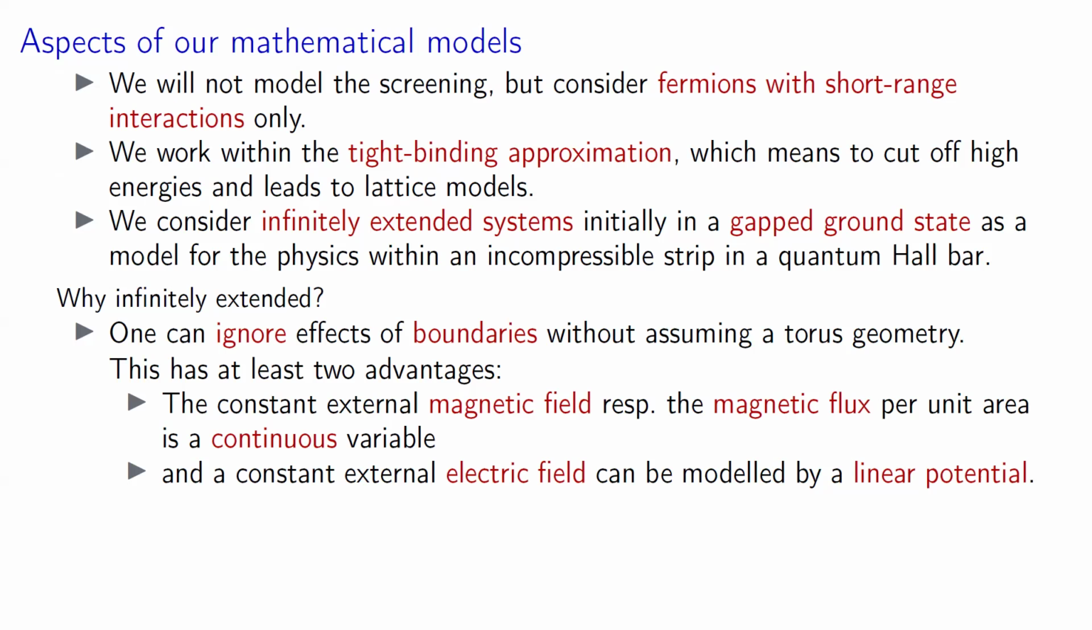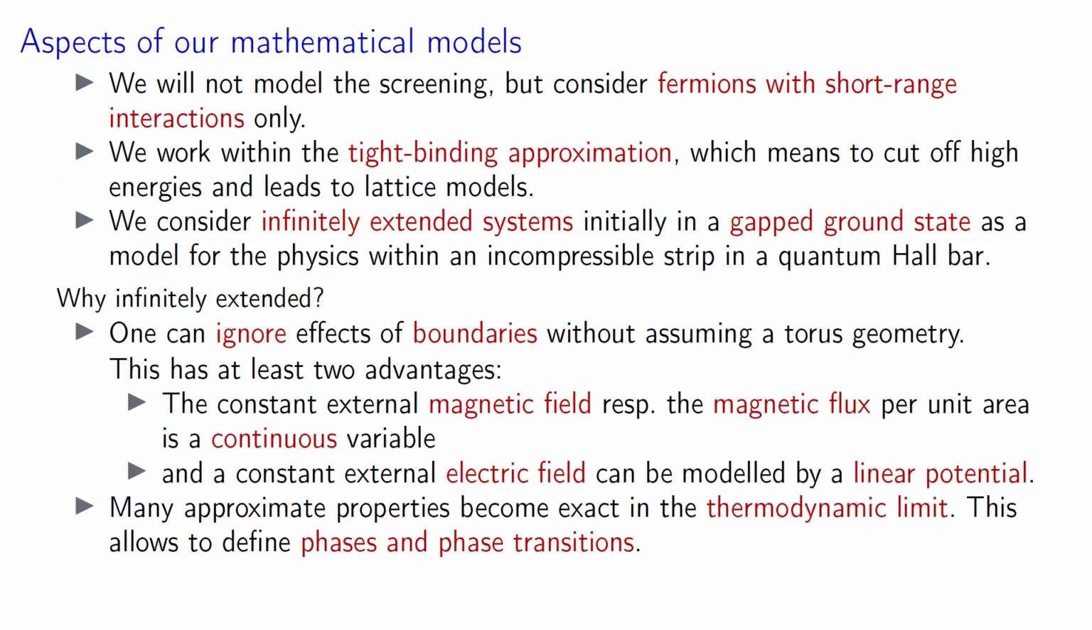I mean, on a torus, there is no constant electric field that you can model by a linear potential. So these are some advantages. Then another thing is, of course, as you all know, that some properties that are approximate in finite systems become exact in the thermodynamic limit.